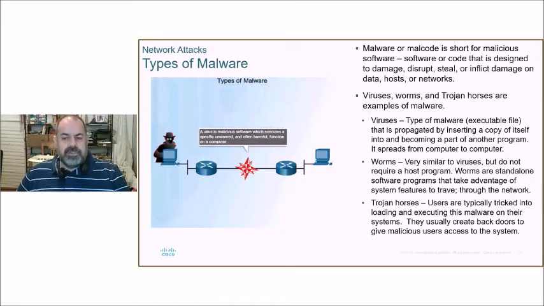While worms are more of a modern thing, viruses have been around for 30 years or more. Worms are similar to viruses, but they can actually move around by themselves, and so they often take advantage of system vulnerabilities. They can exist on a computer, and then they can search out other computers with the same vulnerability and move across.